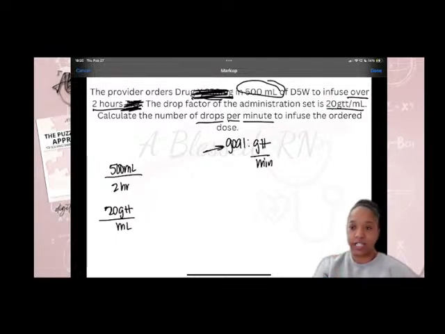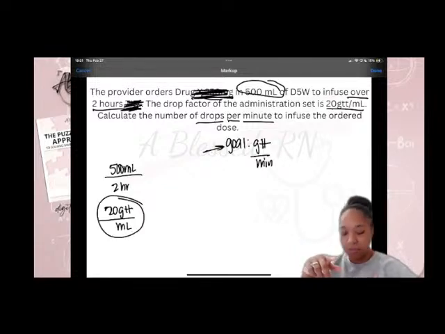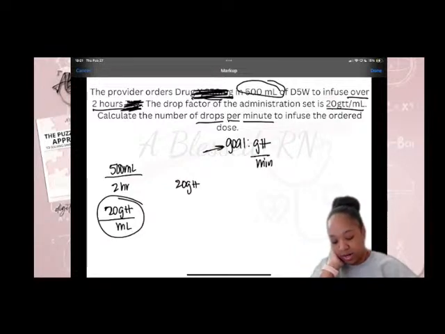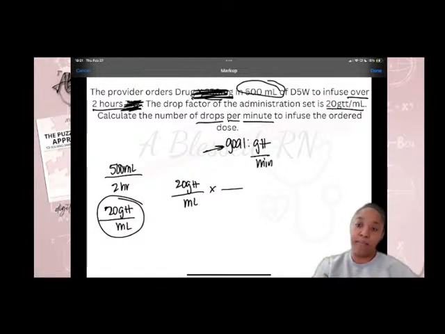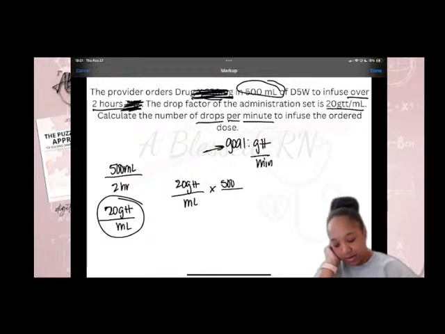All right, so let's set our puzzle up, okay? What does the goal tell us it wants? Drops on the top and minutes on the bottom. I always use that unit of measure that's on the top first, and it'll go on the top. So this puzzle piece has my drops in it. So that's what I'm going to start with. 20 drops per ml. Now I have a milliliter at the bottom. It's not a part of the goal, so I'm going to put milliliter at the top. 500 ml over 2 hours.